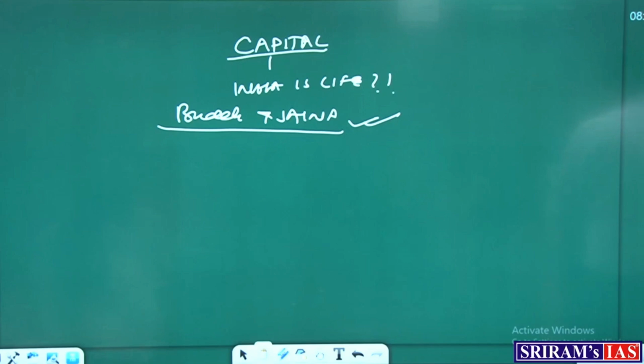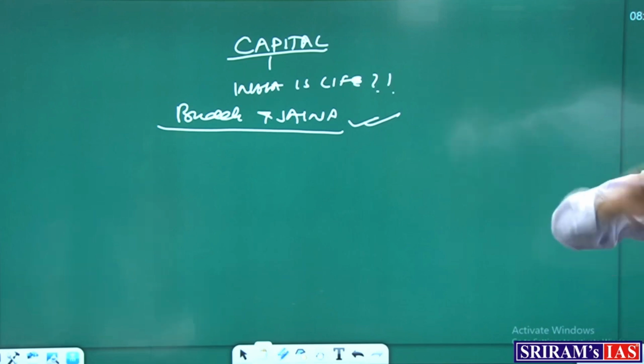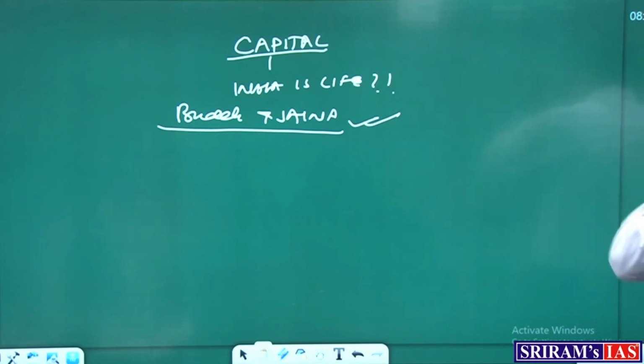Very small question. You have to write in 250 words. Explain in 250 words. So cover everything: the social change, economic change, political change, and what causes these changes. Okay. So this is a comprehensive question related to the transition of society.